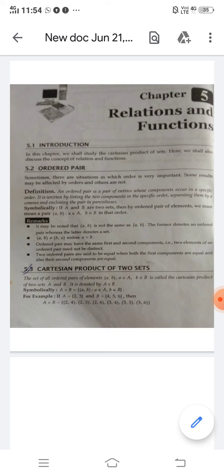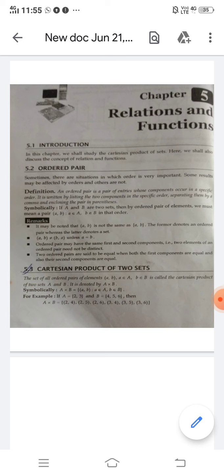The set of all ordered pairs. Before this, learn ordered pair. Ordered pair means whenever we write something in brackets, it must have some order. Order means sequence, एक क्रम. Here is the definition of ordered pair. An ordered pair is a pair of entries whose components occur in a specific order. Means हम जो भी लिख रहे हैं digits, उनका एक particular order होना चाहिए. It is written by listing the two components in the specific order, separating them by a comma, उनके बीच में comma लगाना है, and enclosing the pair in parentheses, उनको parentheses means small bracket में लिखना है. That is an ordered pair.